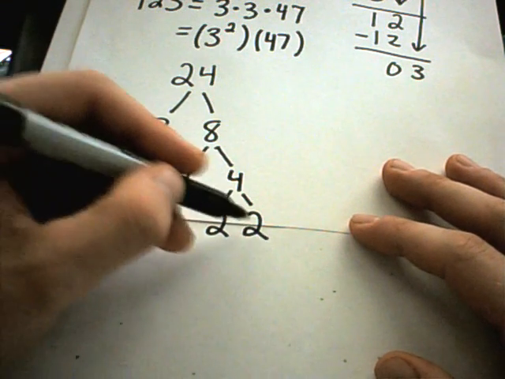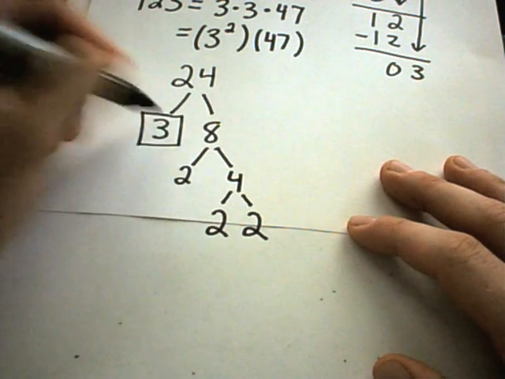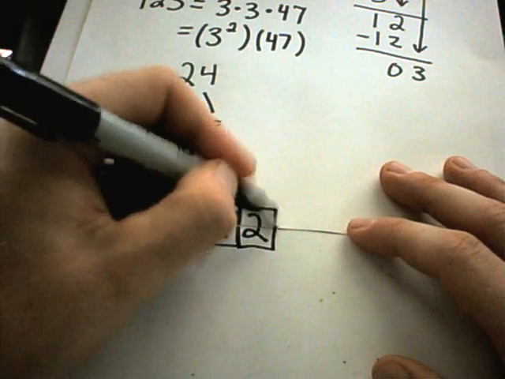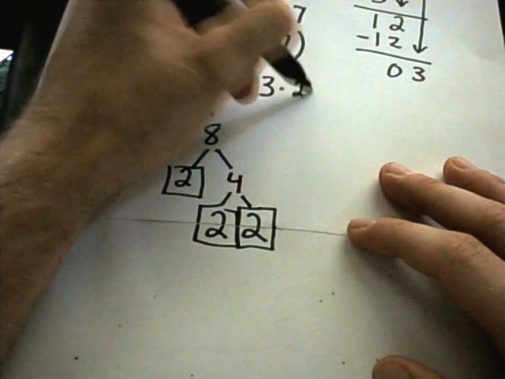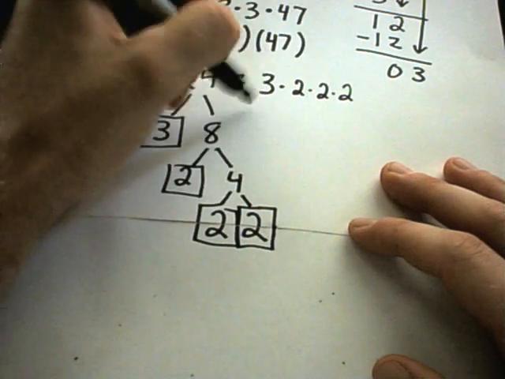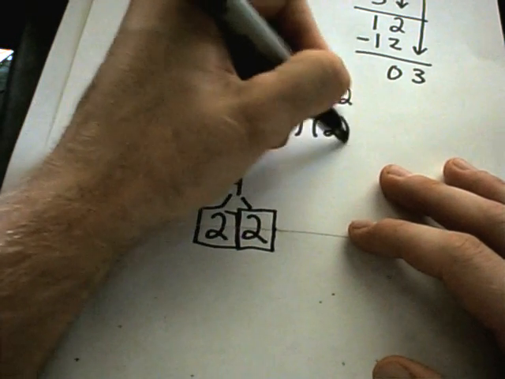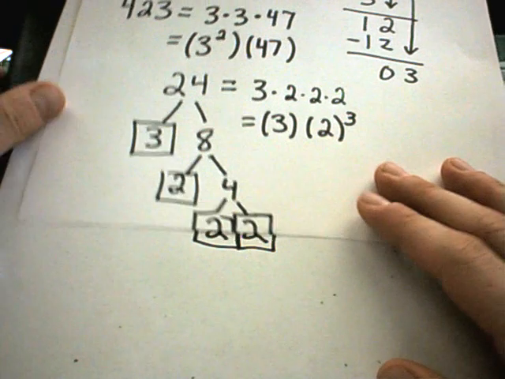And now all of the numbers that I'm left with at the bottom of the branches are prime. So I'll take each of those numbers. And it says 24 factors as 3 times 2 times 2 times 2. Or I can write that as 3 times 2 raised to the third power. And that would be the prime factorization.